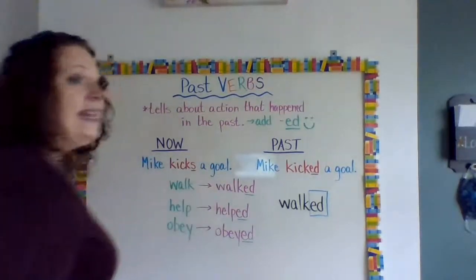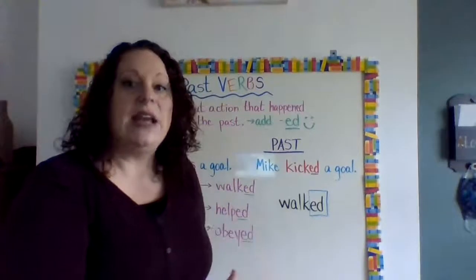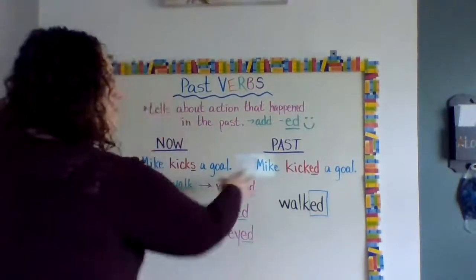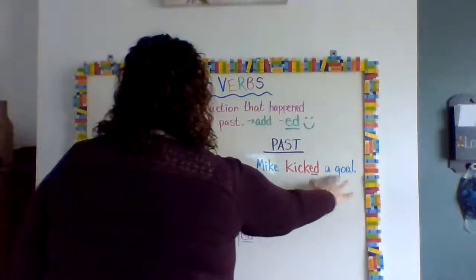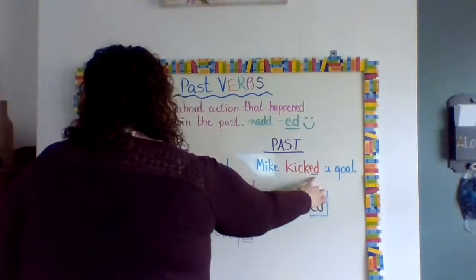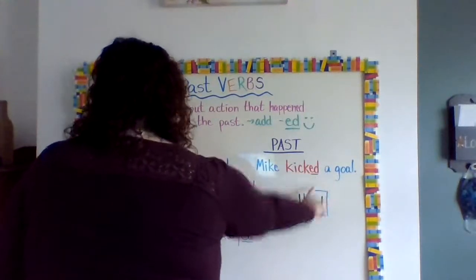So Mike kicks a goal. But if we were writing it in the past, and in the past is when it happened yesterday, a week ago, or a month ago, or 3 years ago. Mike kicked a goal. So here's my verb in red, but my ending is ed, so we change the ending to ed, kicked a goal.